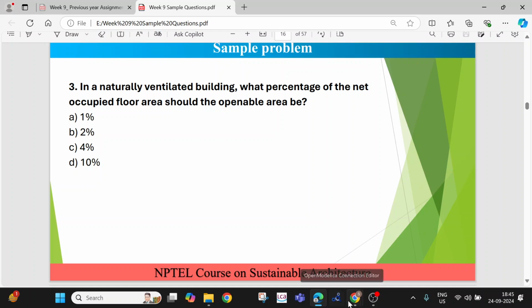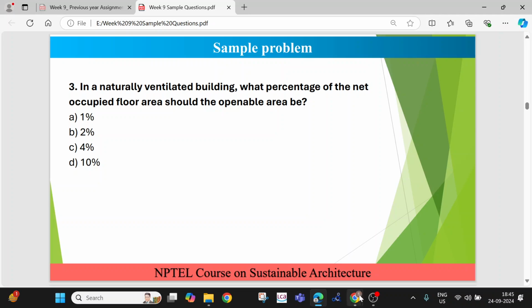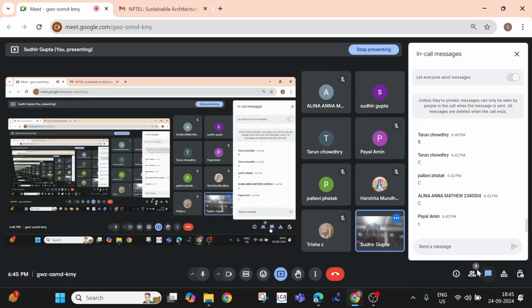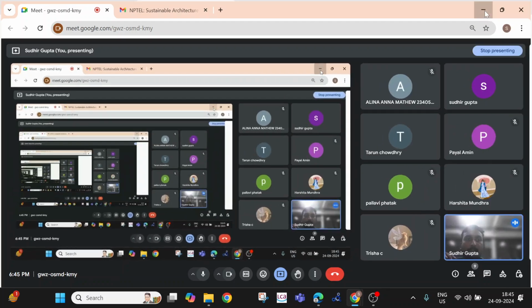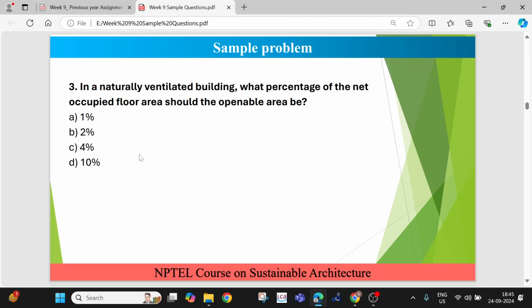1%, 2%, 4%, and 10%. Let me see how many of you have answered it correctly. C, C, C, C. Okay. So this is also a very straightforward question, and all of you have given it correctly. At least 4% of the net occupied floor area should be openable area. Fine. Let's move to the fourth question.